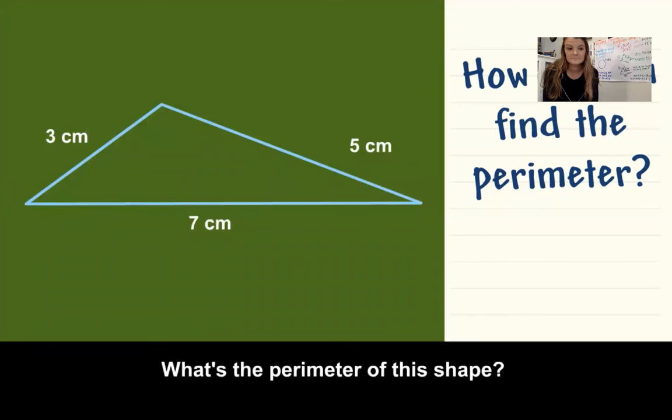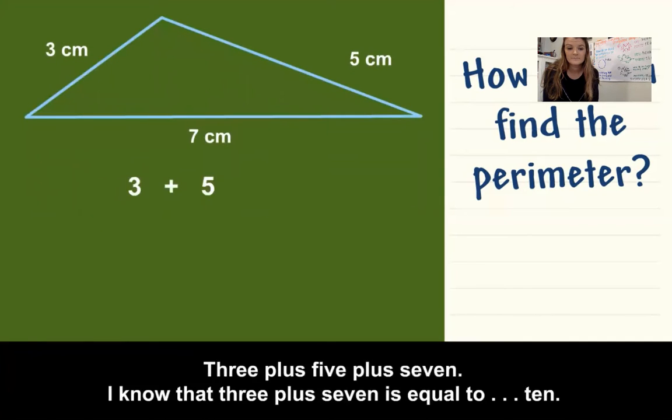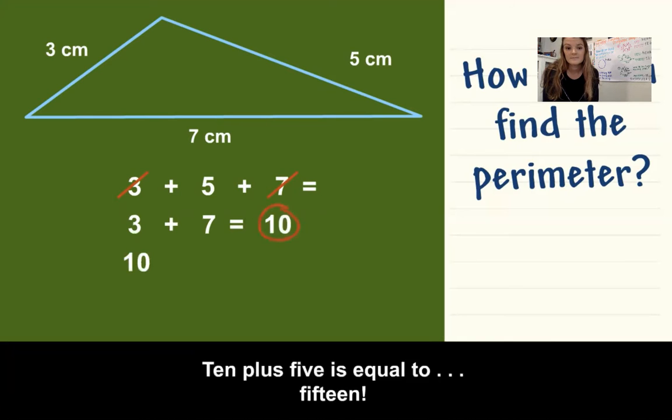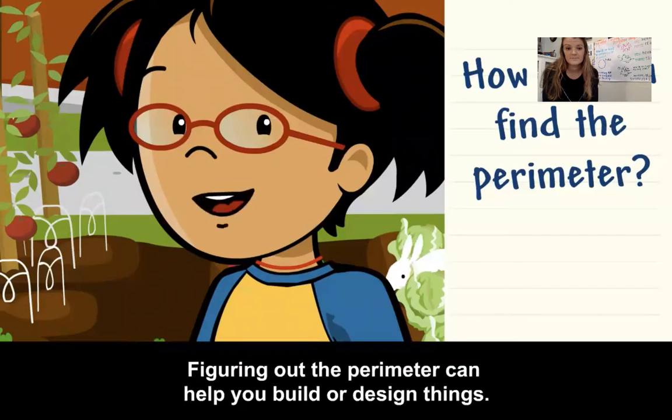What's the perimeter of this shape? Add the lengths together to find out. 3 plus 5 plus 7. I know that 3 plus 7 is equal to 10. 10 plus 5 is equal to 15. So the perimeter of the shape is 15 centimeters. Figuring out the perimeter can help you build or design things.